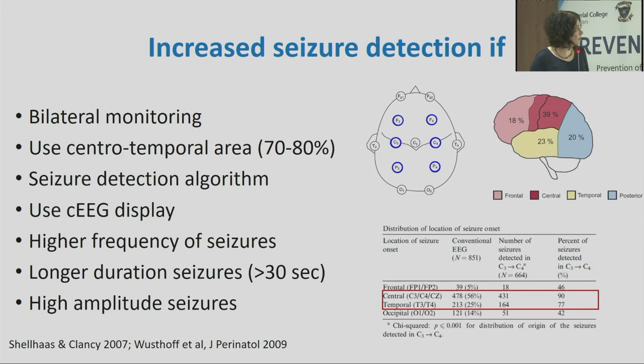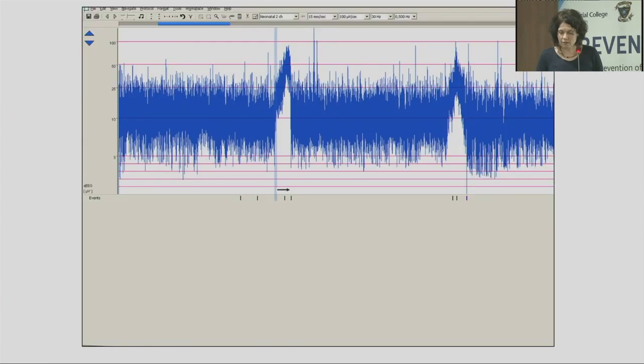And you have increased seizure detection if you use centrotemporal or centroparietal regions, if you also have raw channels display, if there's higher frequency of seizures, longer duration of seizures, and high amplitude of seizures. So finally, I'll just take 3-4 minutes for a few more examples.